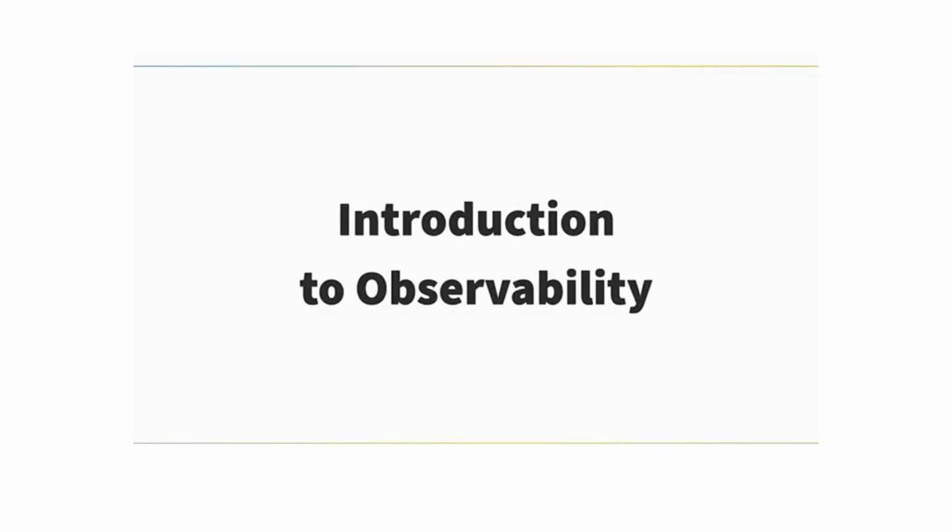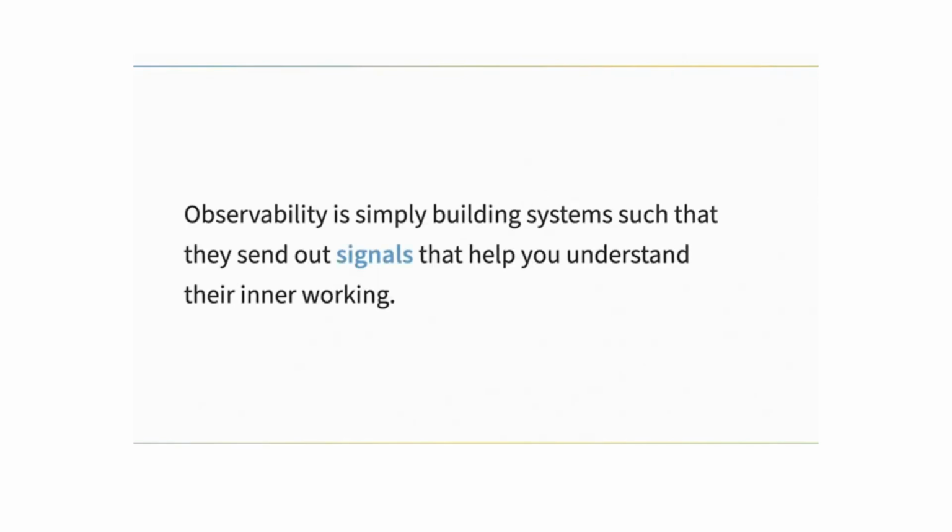If you've worked on a software engineering project, you've most likely interacted with one observability component or another. Observability is simply building systems such that they send out signals that help you understand their inner workings. As I've mentioned previously, building systems nowadays involves interactions with many other systems. Observability gives transparency to all the interactions your system is having.